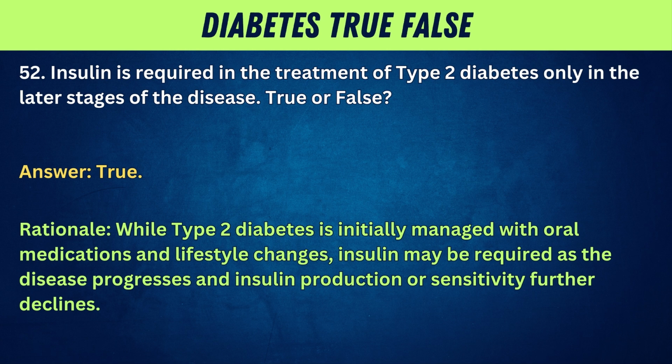52. Insulin is required in the treatment of type 2 diabetes only in the later stages of the disease. True or false? Answer: true. Rationale: while type 2 diabetes is initially managed with oral medications and lifestyle changes, insulin may be required as the disease progresses and insulin production or sensitivity further declines.